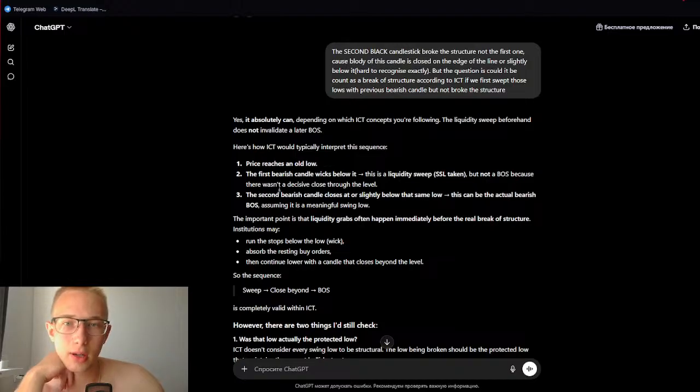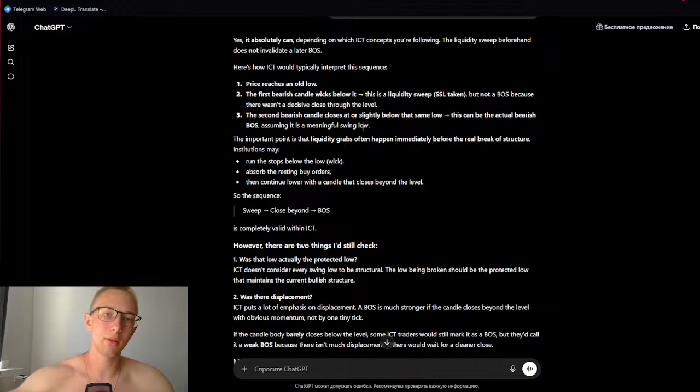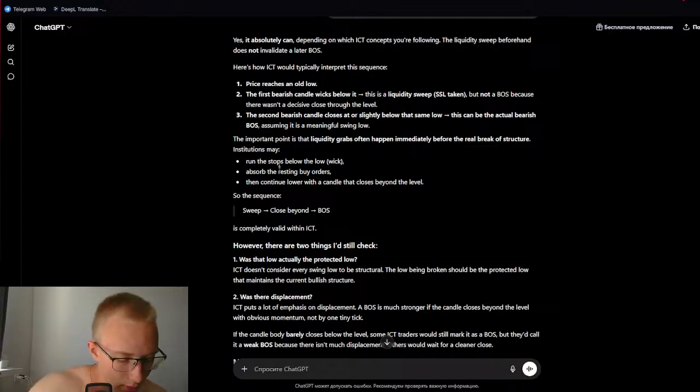Not a break of structure, that wasn't a decisive close through that level. The second bearish candle closed at or slightly below the same low. This can be the actual bearish break of structure, assuming it is a meaningful swing low. The important point is that liquidity grabs often happen immediately before the real break of structure. Institutions may. We'll just have to wait and see.